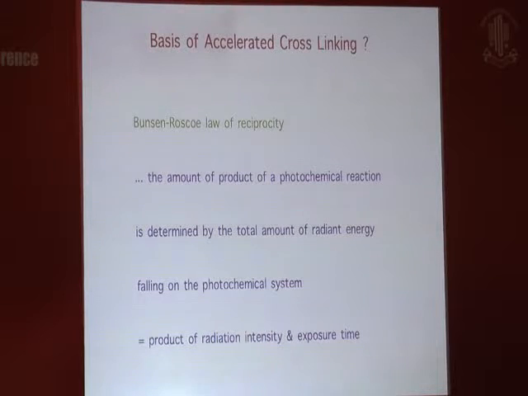The photochemical basis for this process is the Bunsen-Roscoe law of reciprocity, and this states that in a photochemical reaction, if you can deliver the total amount of radiant energy and keep it constant, then you should get an equivalent effect. Now this amount of radiant energy in the cornea can be delivered as a product of the intensity and the exposure time, and if this law applies to the cornea, you could titrate these parameters but get an equivalent effect as long as you maintain the radiant exposure.